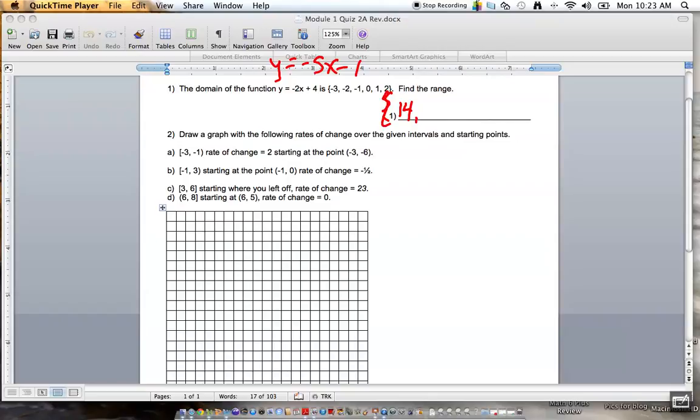Let's plug in a negative 2. What's negative 5 times negative 2? 10. 10 minus 1? 9. Good. Let's plug in a negative 1. What's negative 5 times negative 1? 5. 5 minus 1? 4. I can see a pattern beginning to form.